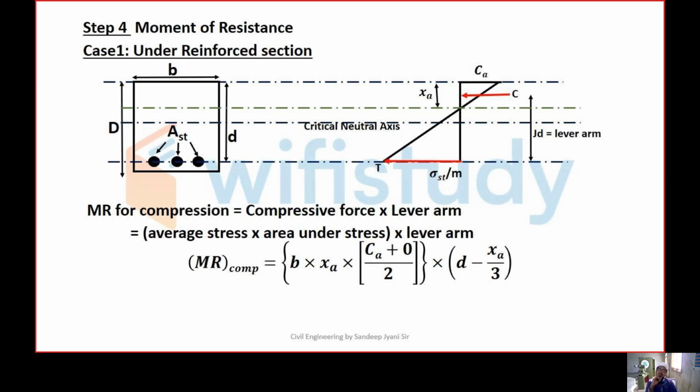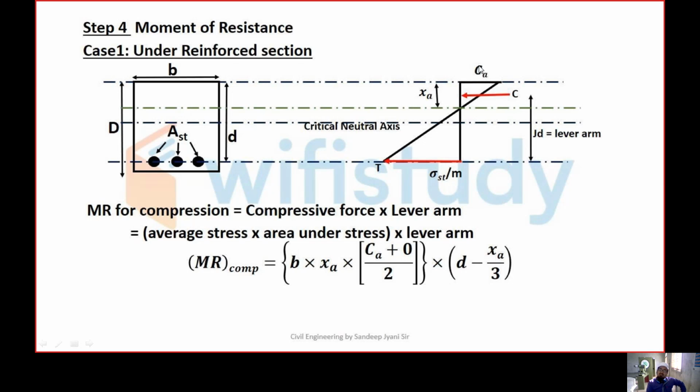And for the compressive force, what is the formula? For force or load, the formula is stress into area. You all know that stress is equal to load upon area, that means load is equal to stress into area. Similarly, here also compressive force is equal to average stress into area under stress, into lever arm. So first of all, what does average stress mean here? Average stress means the maximum plus minimum by 2. That gives us the average stress.